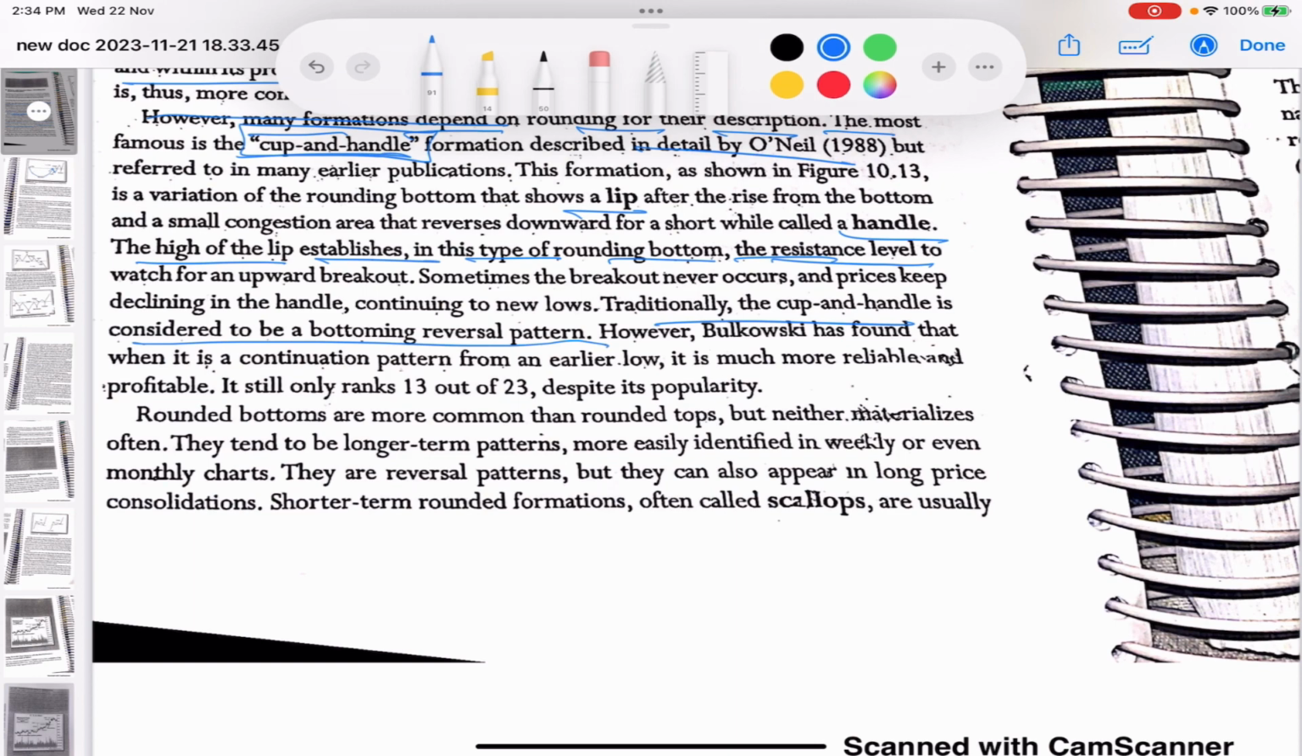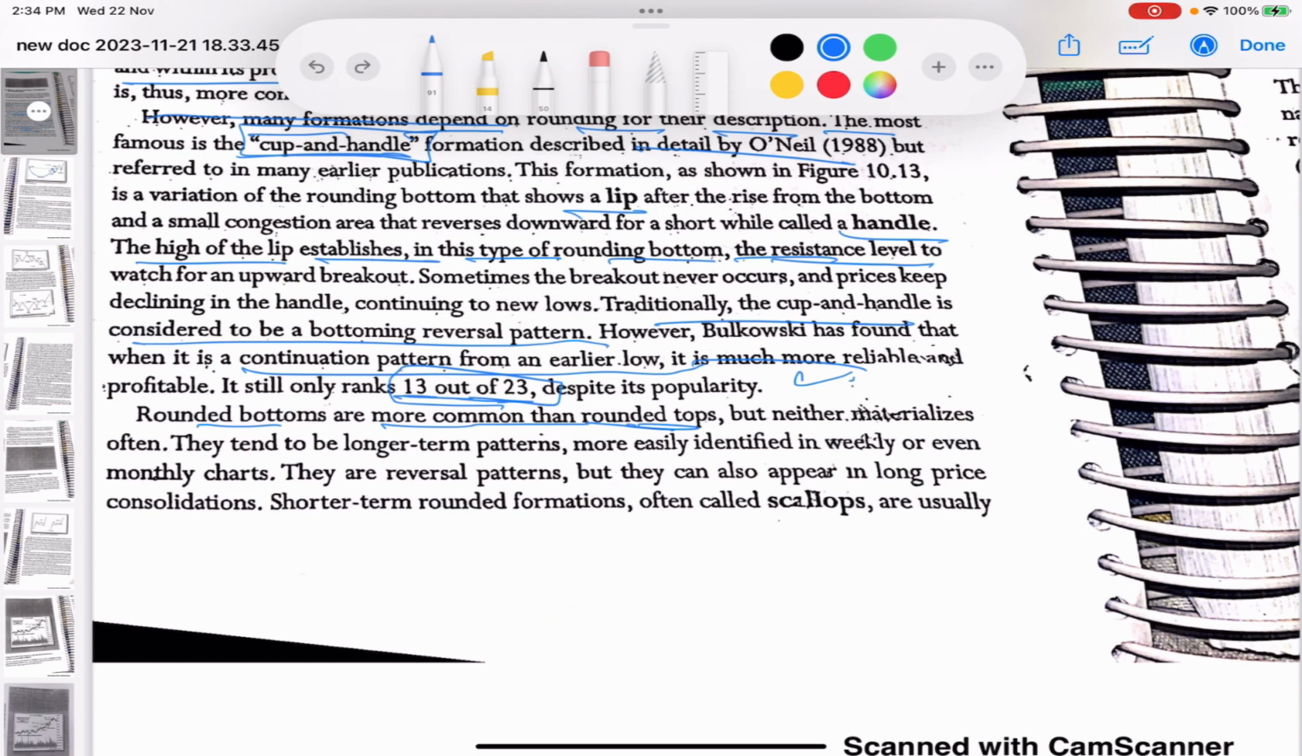Okay, but there's one thing you need to keep in mind: it is not that good. It is very popular. Cup and handle is very popular, but it is only 13 out of 23, which is why it is very common and widely used, right? People know about it, people talk about it, but that doesn't mean that it is very effective in nature. Rounded bottoms are more common than the rounded tops. So, as compared to the rounded tops, rounded bottoms are simply more common.